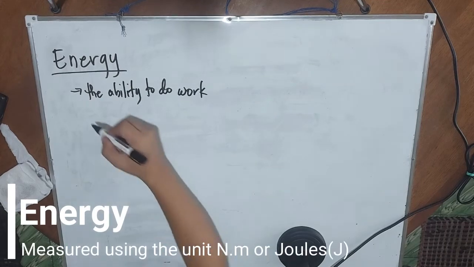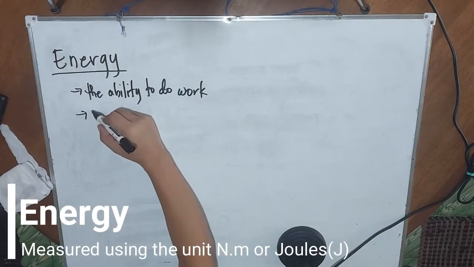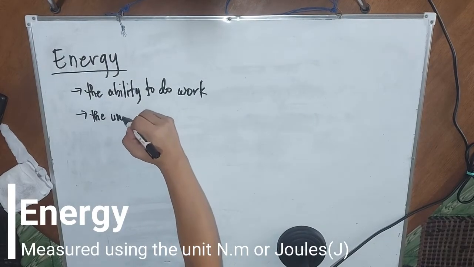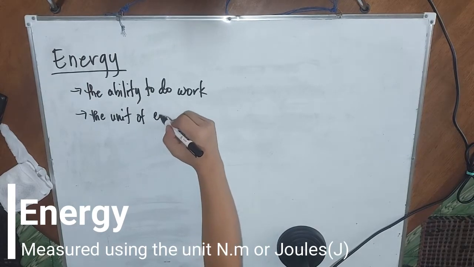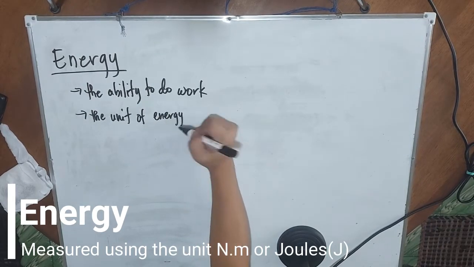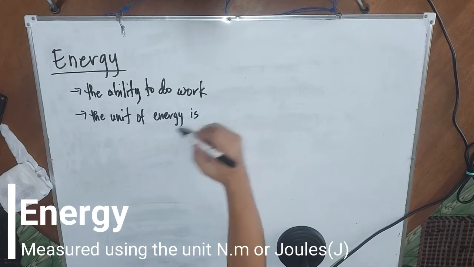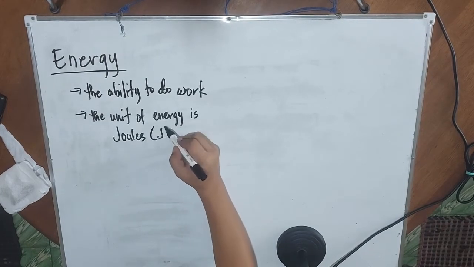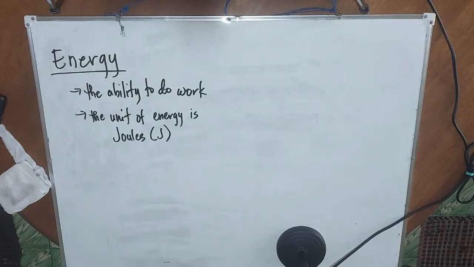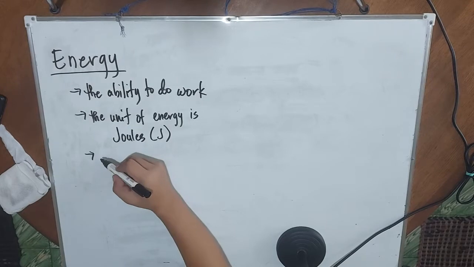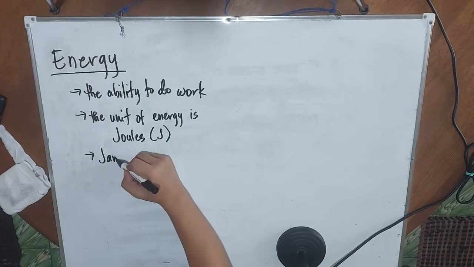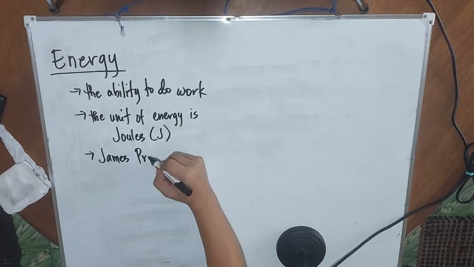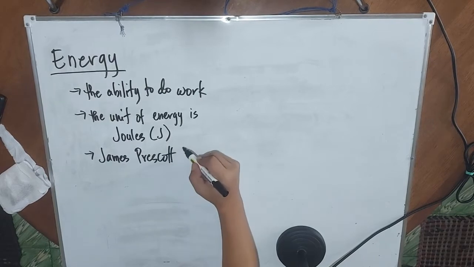Now, the unit for energy, the unit of energy is joules, denoted by a capital letter J. Okay? This is in honor to the scientist named James Prescott Joule.